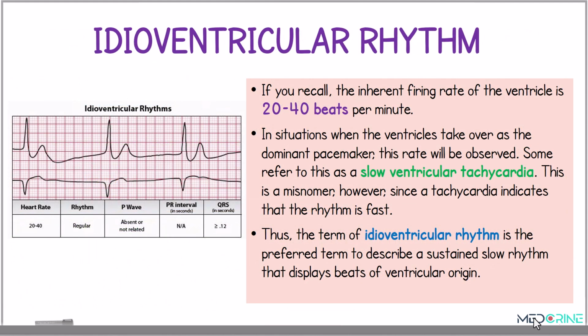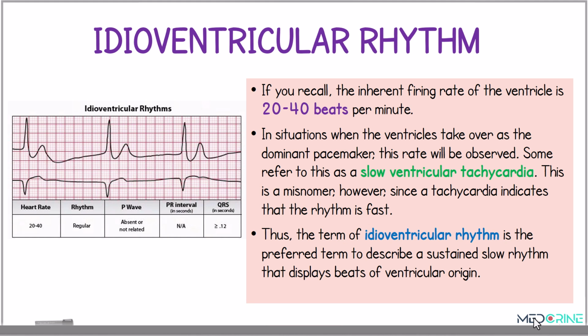Another type of ventricular rhythm is known as idioventricular rhythm. From cardiac physiology, if you remember, the firing rate of a ventricle is between 20 to 40 beats per minute. In situations where the ventricles take over as the dominant pacemaker, this rate is the one that we observe on an electrocardiogram. Some refer to this rhythm as a slow ventricular tachycardia.